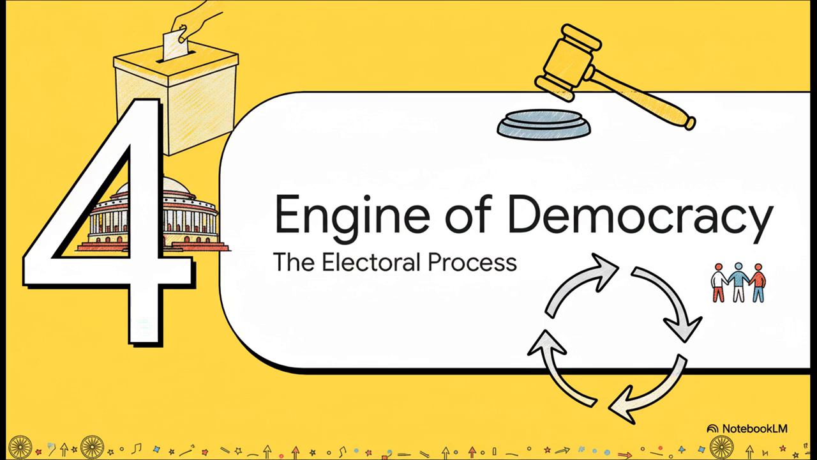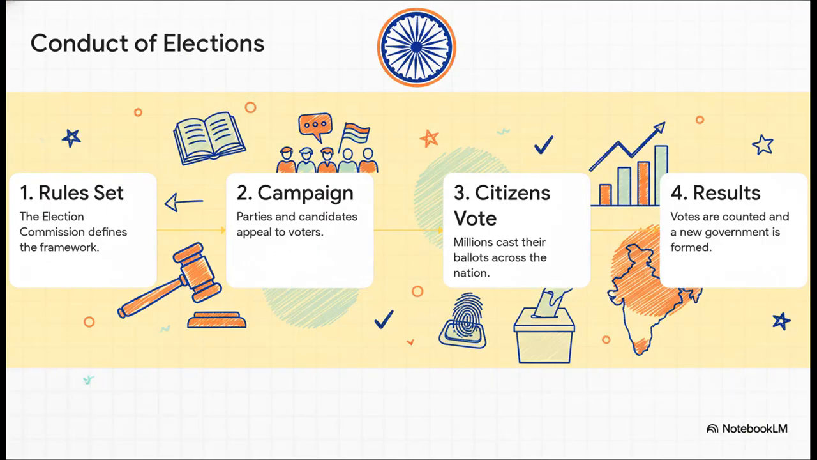So we've got the blueprint, we've got the structures, but what's the engine that makes this whole machine run? Well, in a democracy, the answer is always the same: the vote. And that brings us to the absolute engine room of the entire system, the Indian electoral process. Look, conducting an election in India is, without a doubt, the single biggest democratic event on the entire planet.